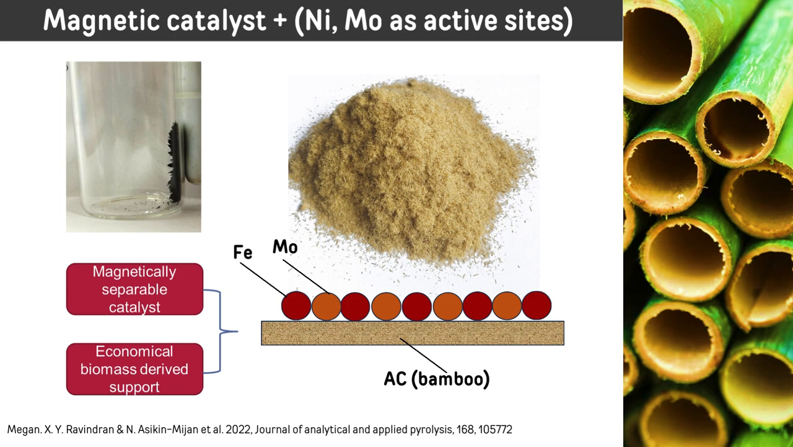The catalyst that we will be using in this study is a magnetically separable catalyst derived of Fe and Mo as our active metals and bamboo activated carbon as our catalyst support. The reason why Fe and Mo are used is because Fe and Mo have been proven to enhance deoxygenation activity, and activated carbon possesses high pore volume and surface area, and it is magnetically stable at high reaction temperatures.